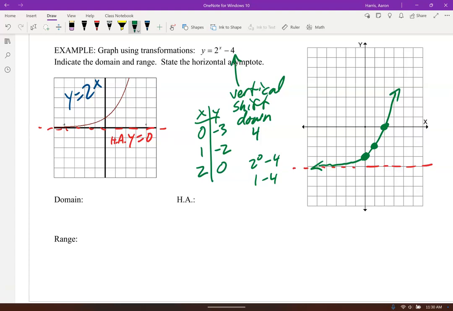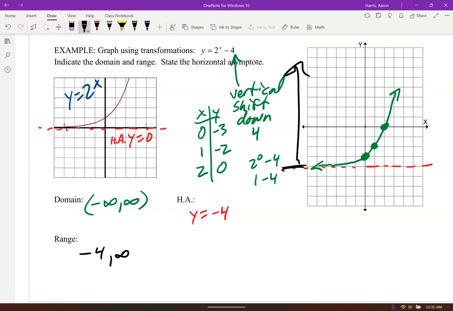But your domain here is still all real numbers. The horizontal asymptote dropped down 4. So instead of y equals 0, now it's y equals -4. And then the range is from -4 up. But again, you don't touch -4. All right, so change your range on that. So that's a shift down 4, 2 to the x minus 4. You could do a shift up 4 if you would have went +4, right, and so on.